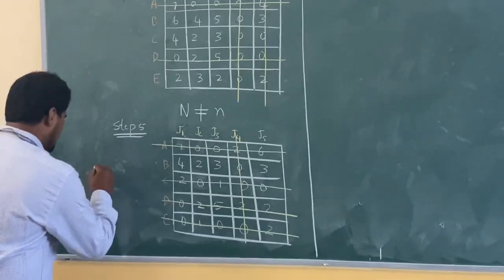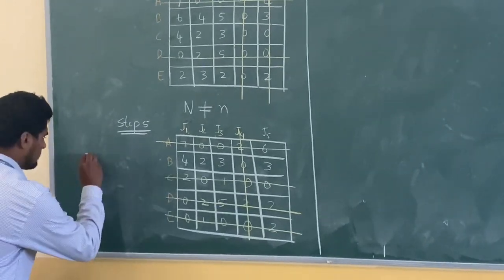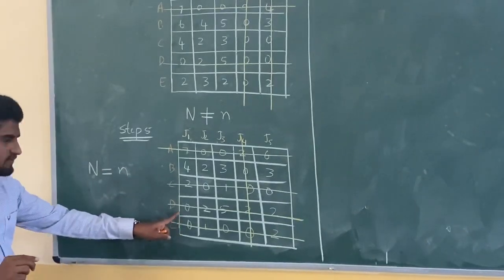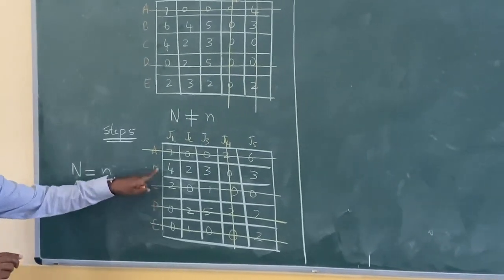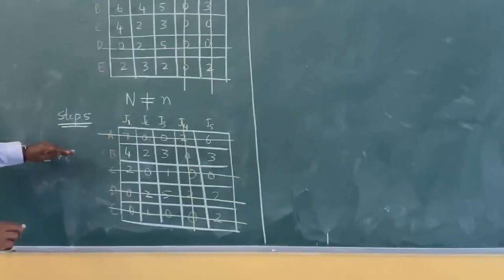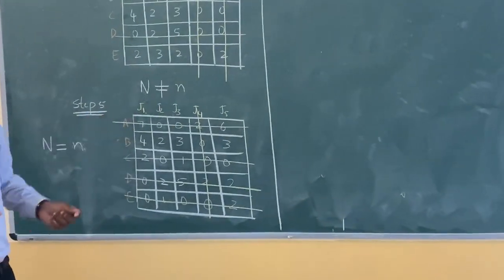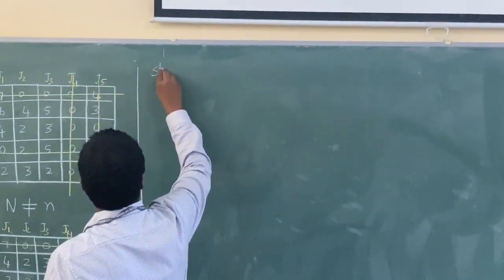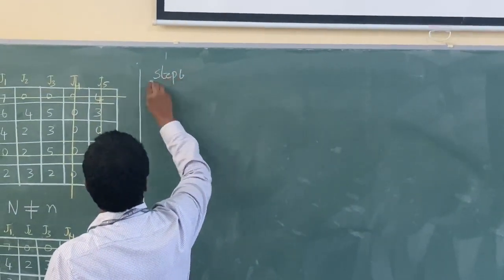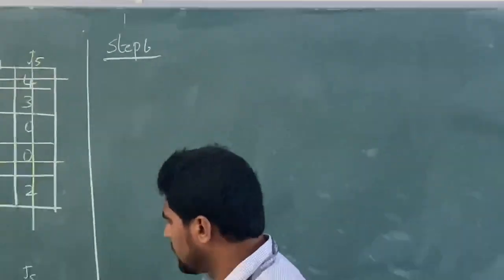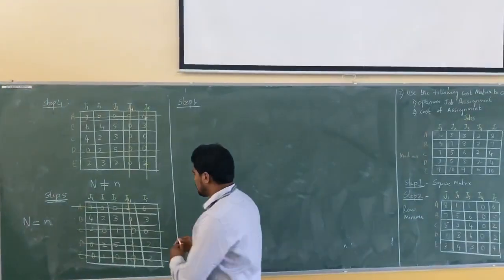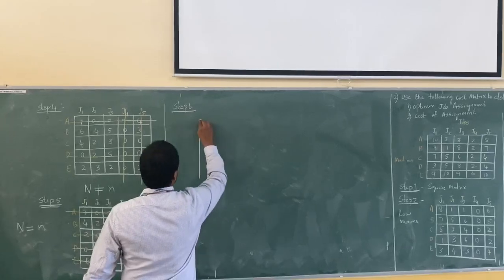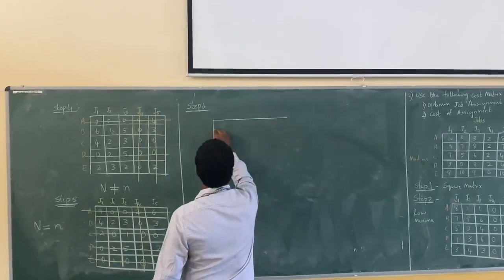In this case, small n is the order of the square matrix, and capital N is the number of lines drawn. If this condition is satisfied, we need to move to the last step. So what is the last step? We need to proceed with the assignment part in step number 6. So you have to copy down the same matrix, then you have to do the assignment part, correct? So I'll just write it once again here.